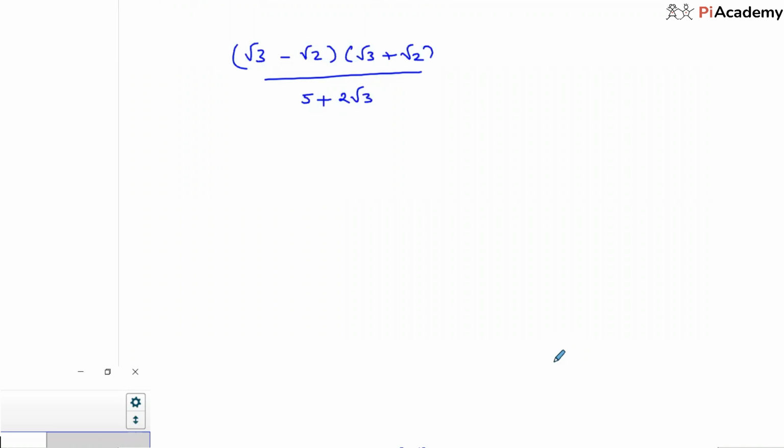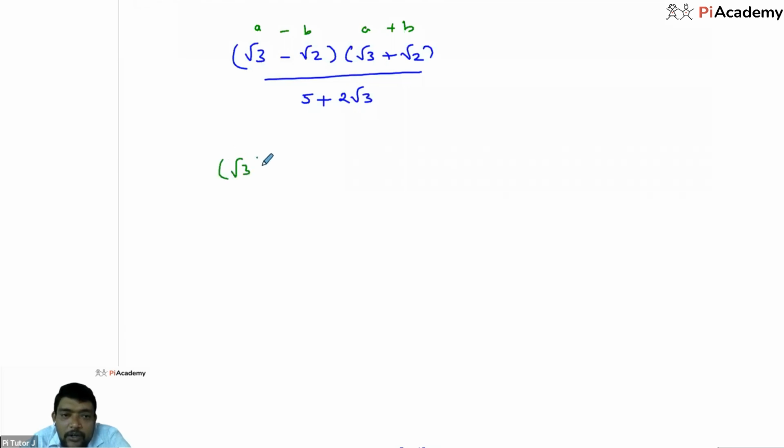Good. Sir, I got the answer of 5 minus 2 root 3 over 13. Okay, let's check. I framed this question, so we'll do it together and then we'll know the answer. Those who have completed it is good. For others, let's do it together. Again, this is of the form a minus b times a plus b. So you can directly simplify the numerator as root 3 whole square minus root 2 whole square, divided by 5 plus 2 root 3. Is this step clear?